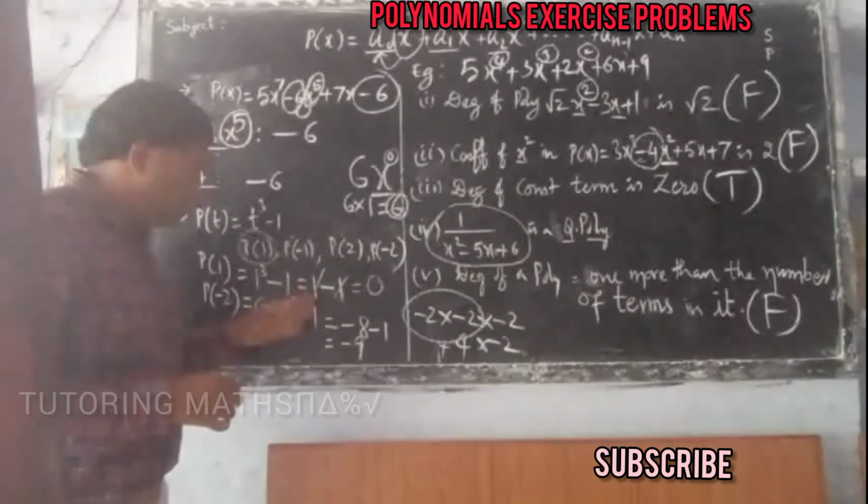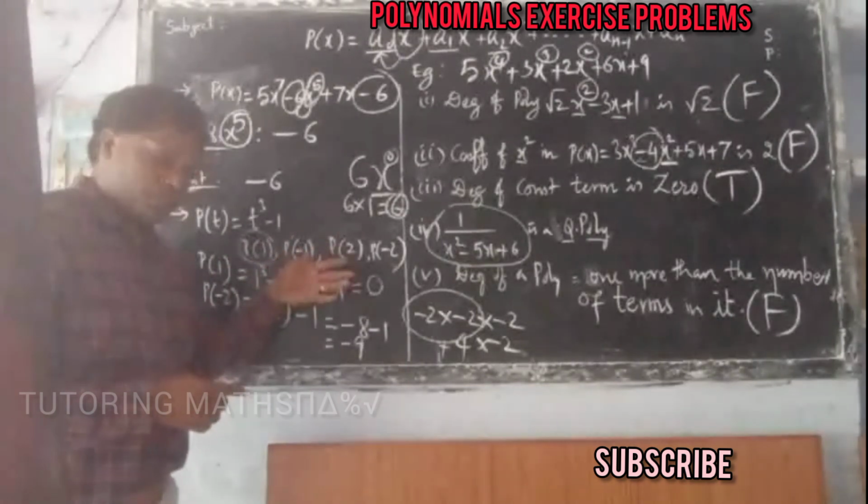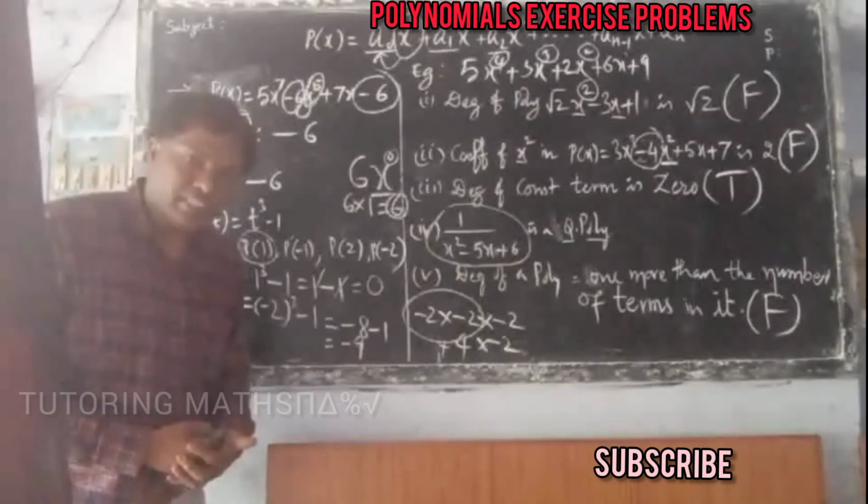So like this, you can substitute the remaining values like p of minus 1, p of 2. Just substitute the values and you get the answer. In the same manner, you get some results. That's all.